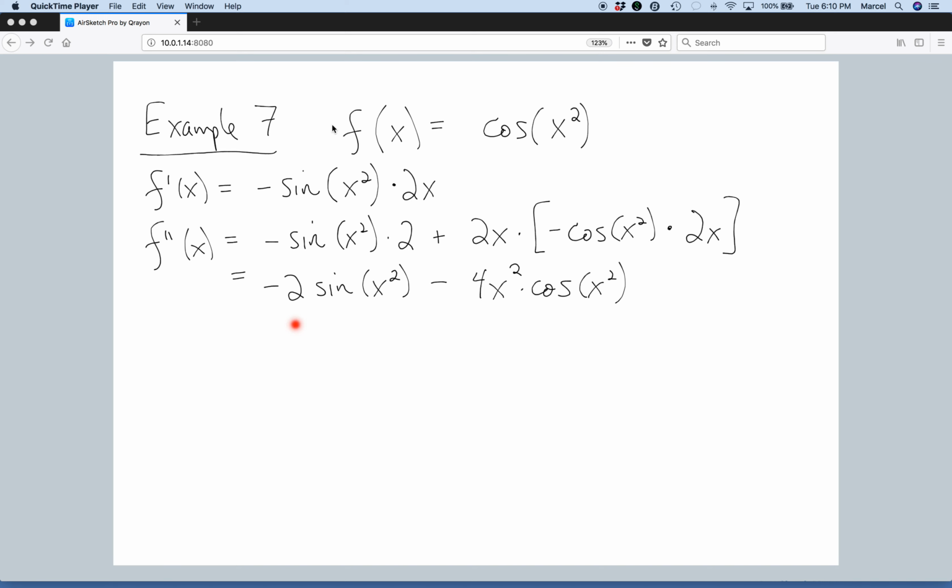And now, hopefully, we can see this is quite a bit more complicated than the first. And so if we continue with higher order derivatives, it gets a little bit messy. Let's do one more to see. So we have the third derivative. So for this first term, we have the minus 2 sticks around. The derivative of sine is cosine. Leave the inner alone, times the derivative of the inside.